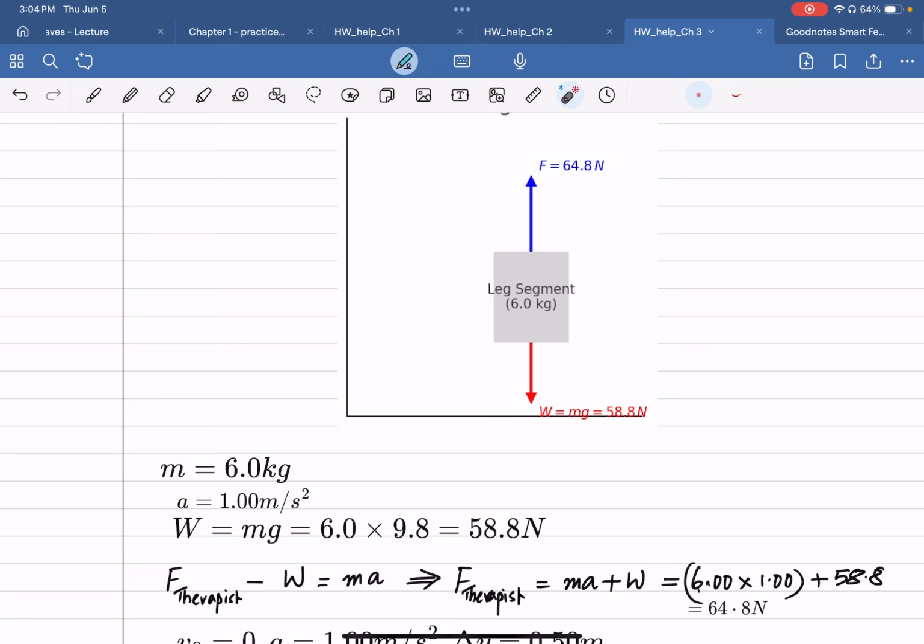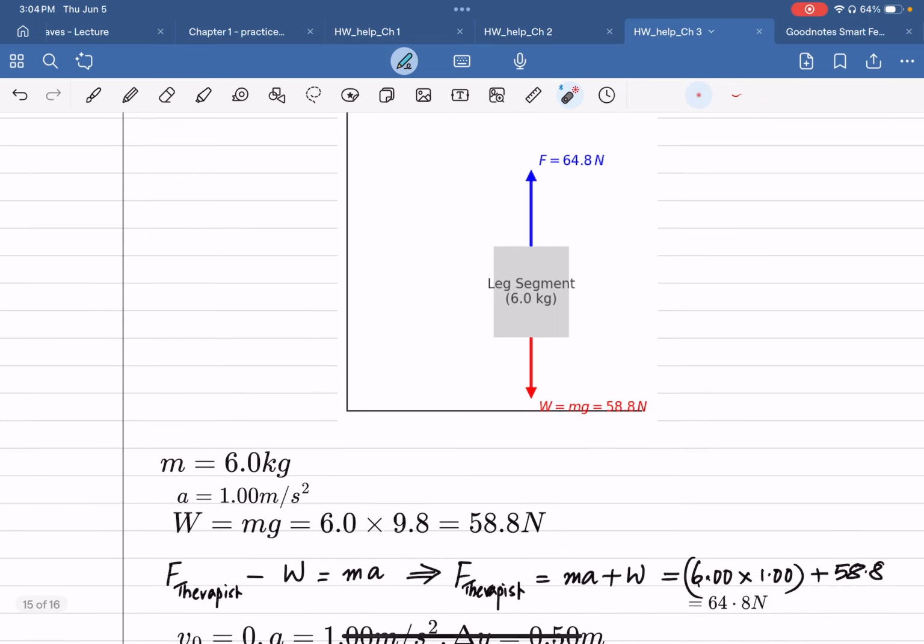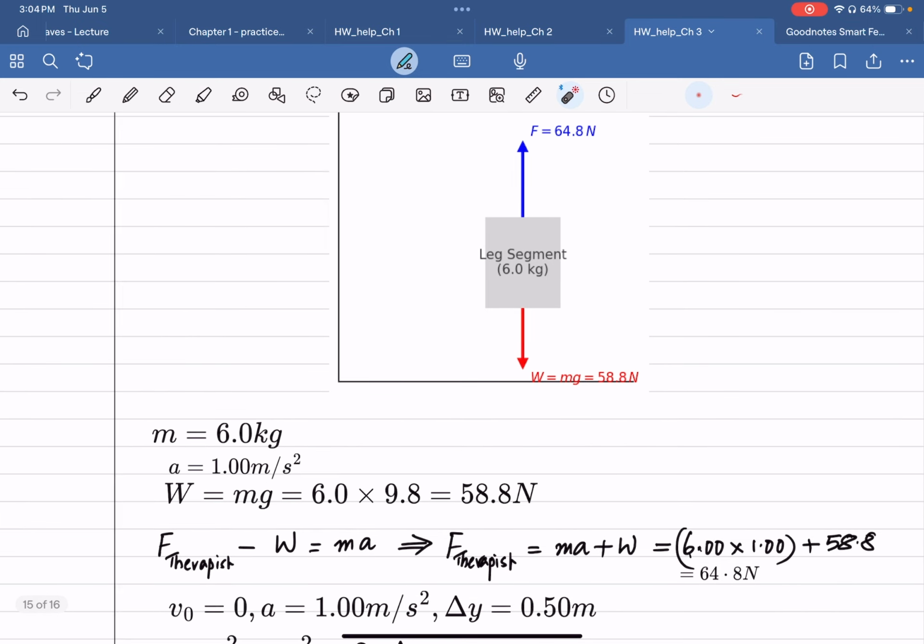If you add the weight to both sides, this is what you get, exactly like in the previous one. And then mass times the acceleration plus the weight, which we already found. See that? And you get the force applied by the therapist as 64.8 Newton.